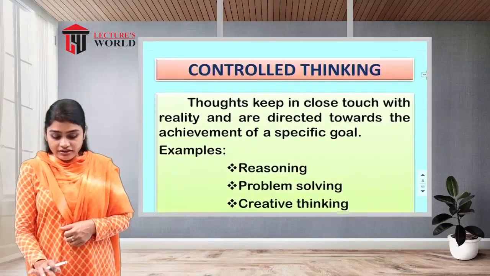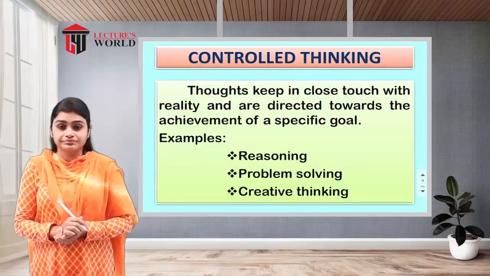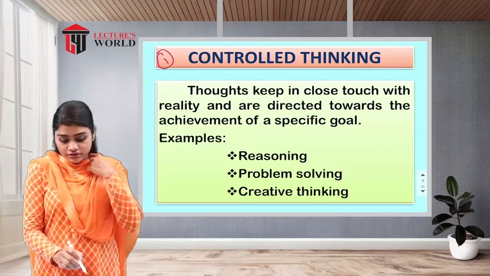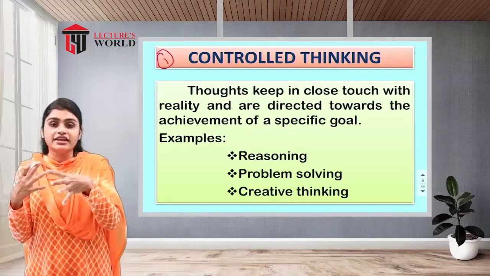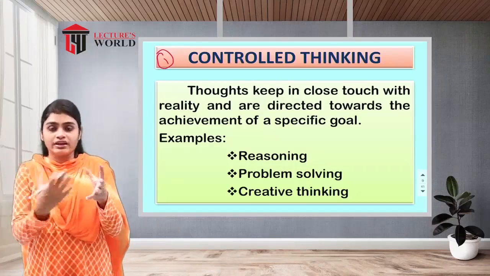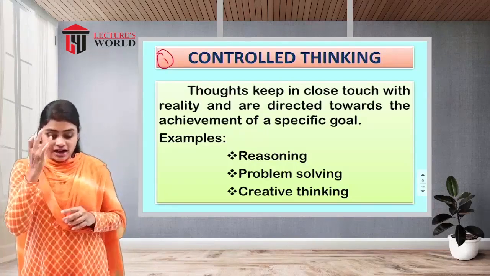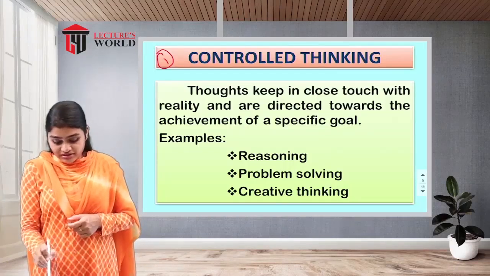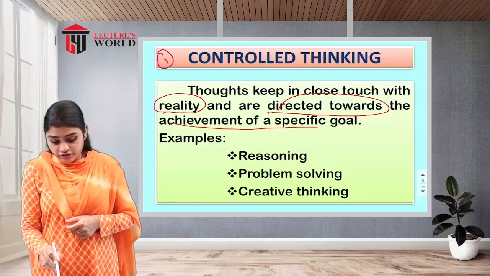Apart from that, other types of thinking we have, that is your control thinking and your free thinking. So this is another type. The first one is your control thinking. Control, the word itself says control. That means the process of thinking for the thinker is going to be controlled. The control will be there over that whole thinking process. So within specific limitations the thinkers are going to think. So that is called your control thinking. Thoughts keep in close touch with reality and are directed towards the achievement of a specific goal.